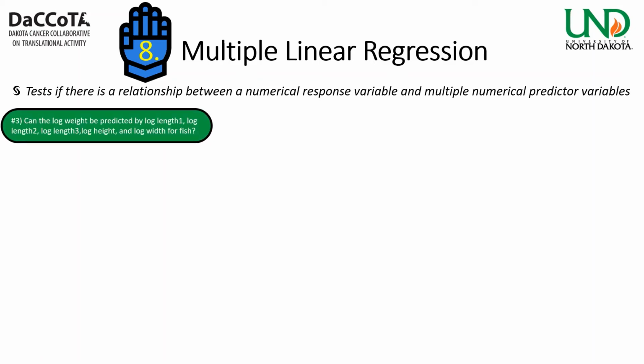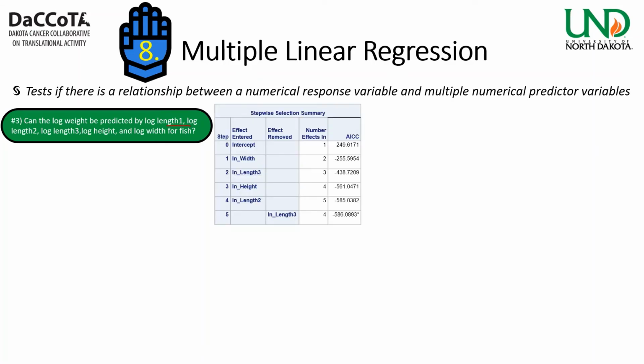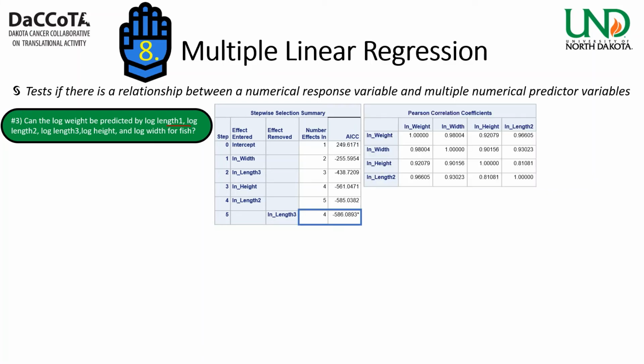Let's keep it going. All right, what about in fish? Log weight predicted by all these variables: length, a bunch of lengths, and other things. So we did the stepwise selection, and it gives us this. But now, you don't want to add things that are correlated with each other too highly. 0.8 is sort of the cutoff and higher.